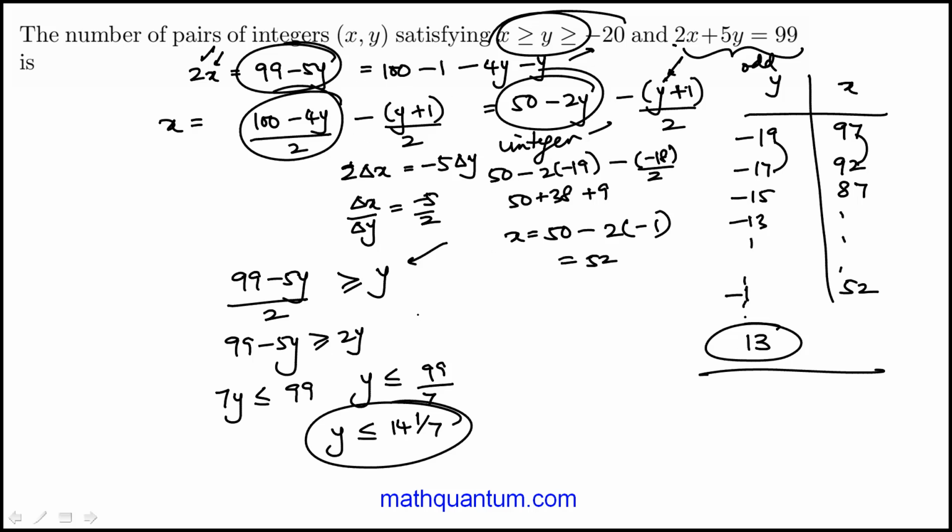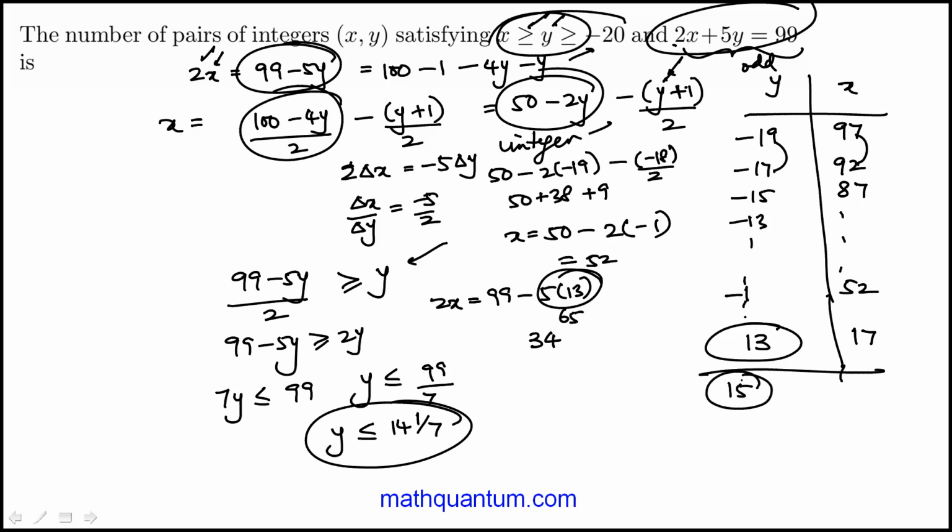So we'll go all the way down to 13, and you can check. I'll plug it back into this. So 2x is 99 minus 5 times 13, so that's 65. 99 minus 65 is 34 divided by 2, so x is 17, and you'll see x is indeed greater than y, and they're both greater than minus 20. If you go to the next higher value of y, this would go up 2. That will go down by 5, so this would actually become 12, and this condition is no longer satisfied. So this case is out.